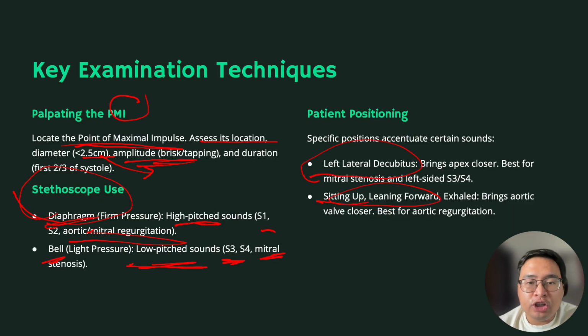You use the left lateral decubitus position to bring the apex closer to the surface. Because of that, remember, ano nga ulit yung valve na nagtatransmit ng sounds towards the apex? It's the mitral valve. So, you could use this position to listen better for the mitral stenosis as well as any left-sided S3 or S4, the extra heart sounds. This other position, sitting up and leaning forward during exhalation, brings the aortic valve closer. You use it to listen for aortic regurgitation.